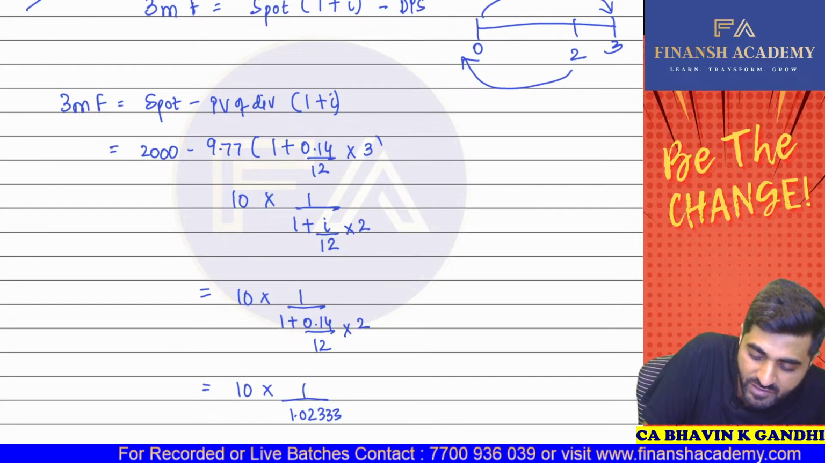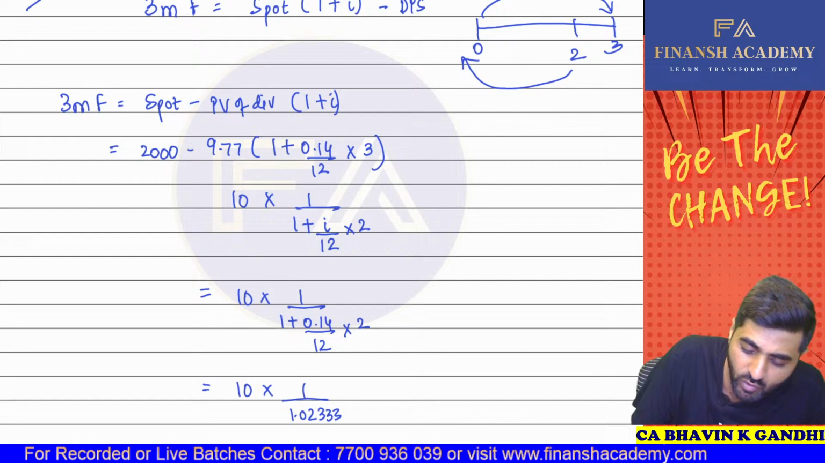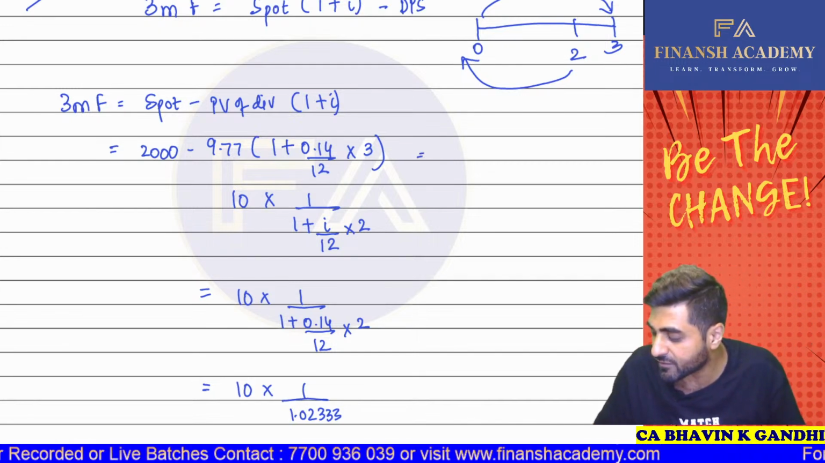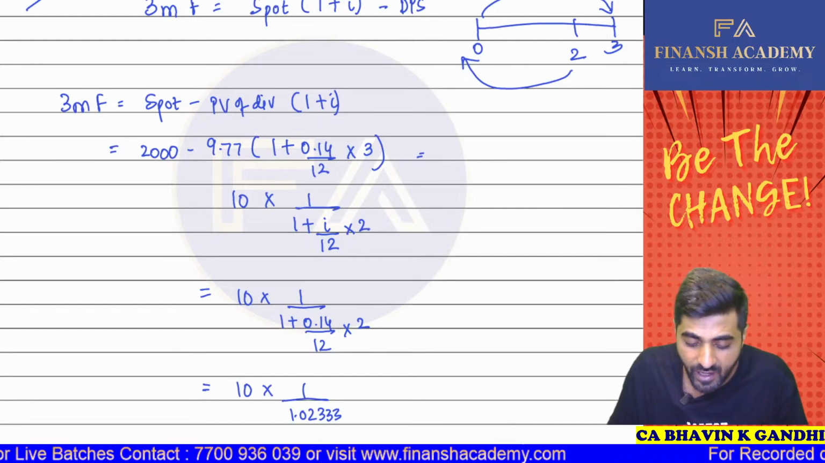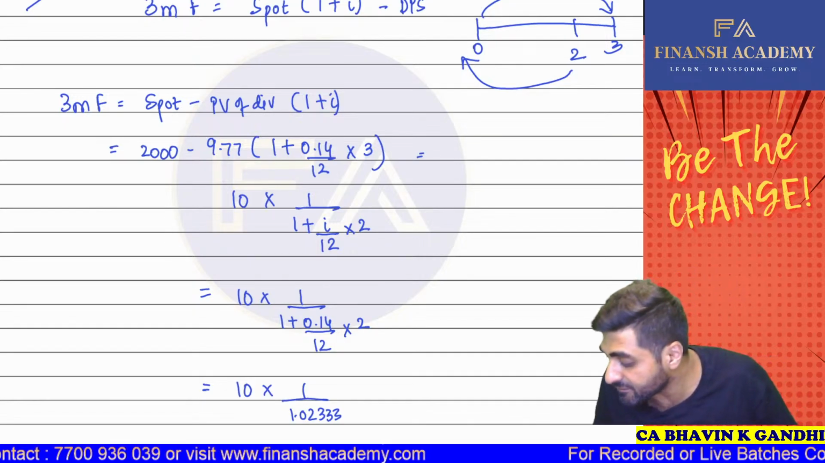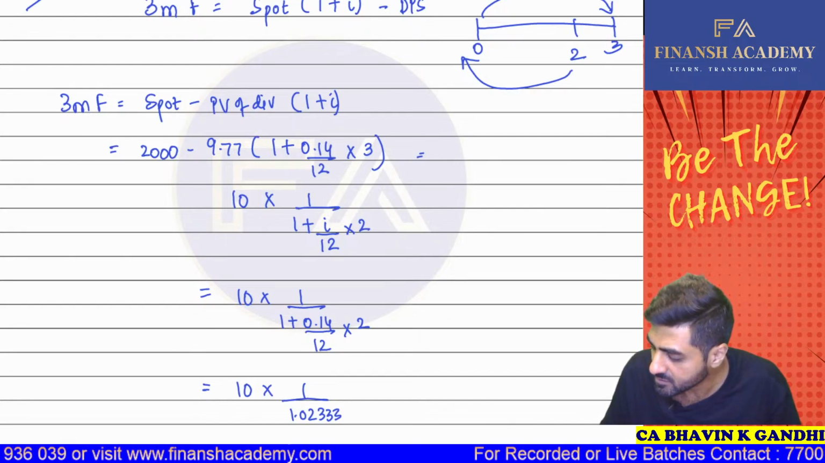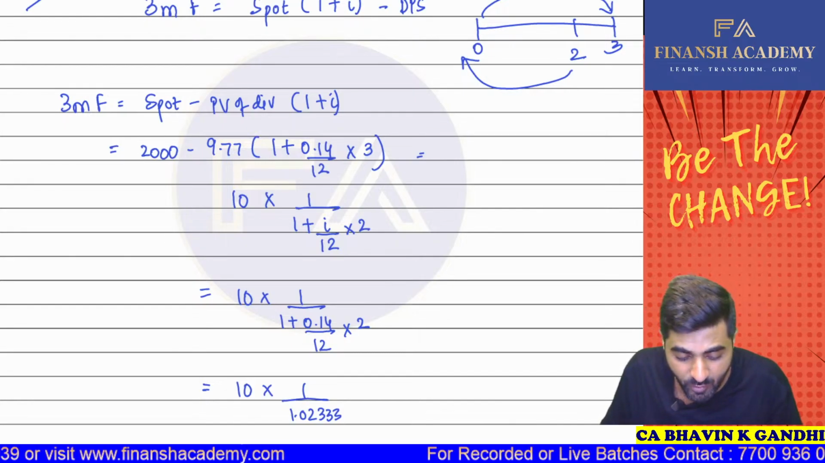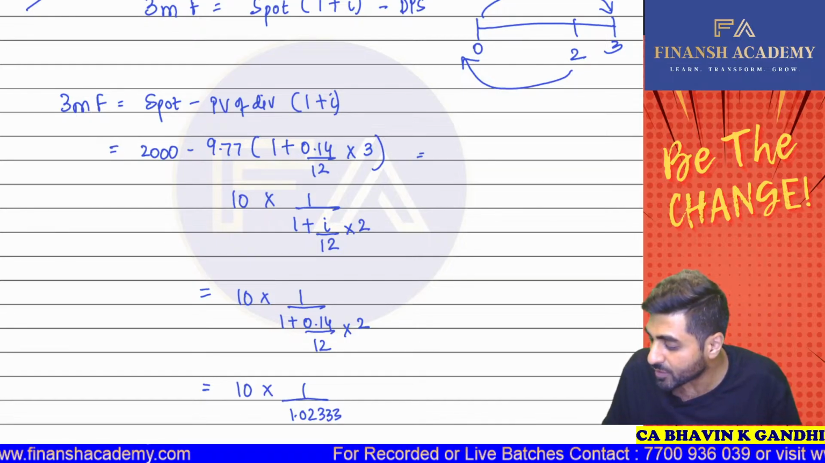But just be very careful. It's a 3-month contract. Hence, I'll multiply this by 3. Okay. So now let's do our calculation. So this will now be 0.14 divided by 12 into your 3 and plus 1. And then this I will take in my memory. And then I will take 2000 minus 9.77. And this entire thing I'll multiply by 1.0355.